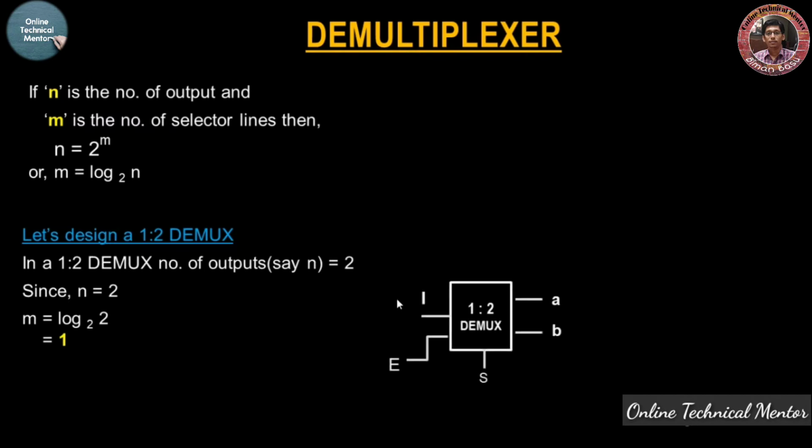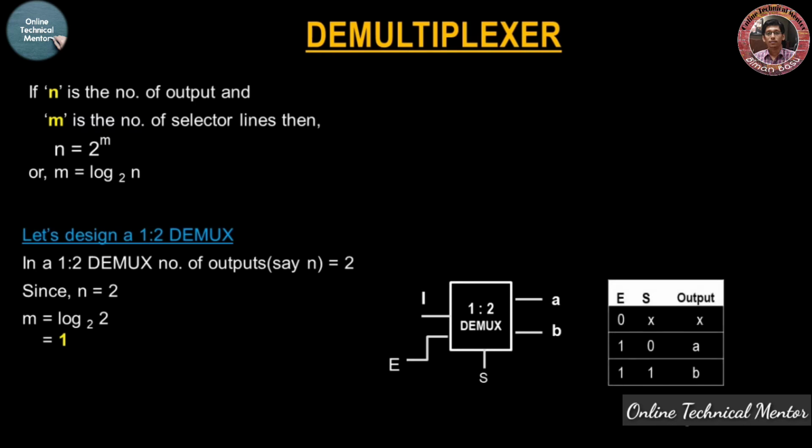So this is the block diagram of a 1:2 demultiplexer. It has a single input channel, two output lines and a single selector line. You can also attach an enable line. When this enable line is high, or logic 1, the circuit is operatable. That means the circuit is active. When the enable line is 0, the circuit will not work.